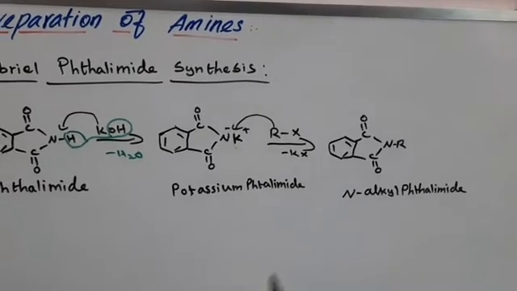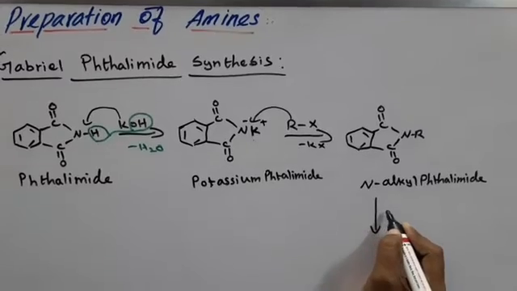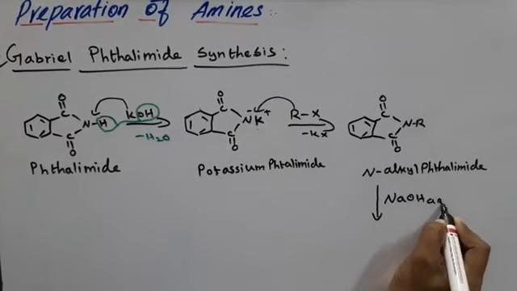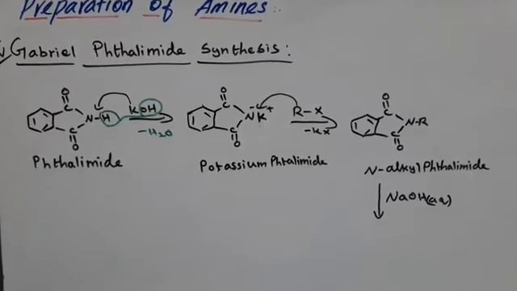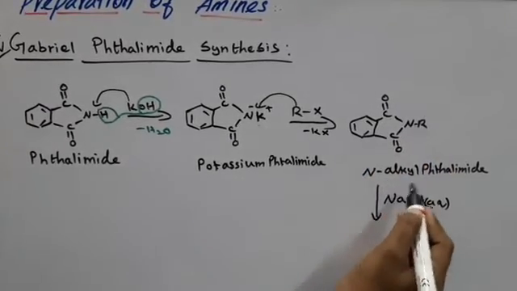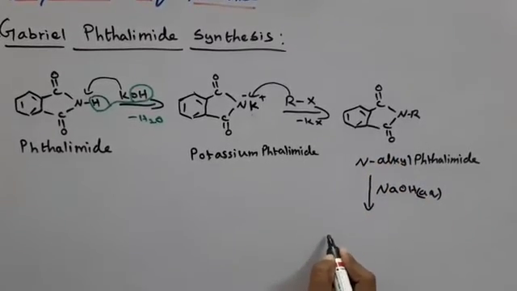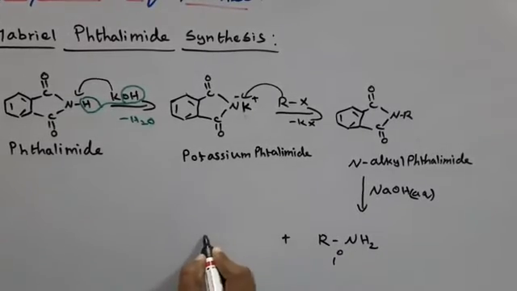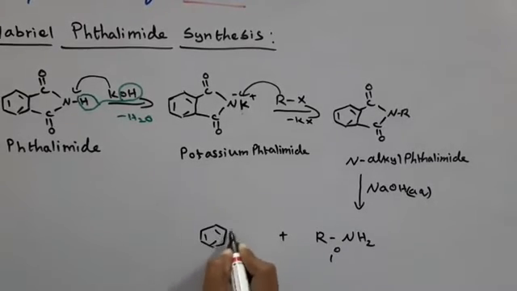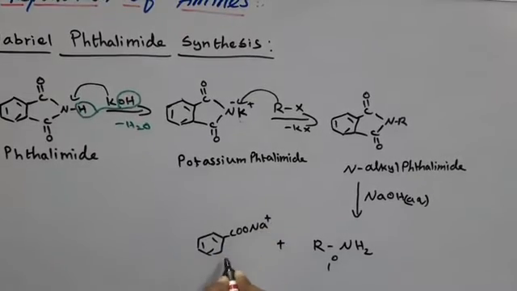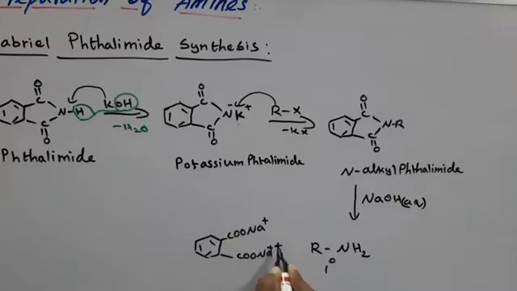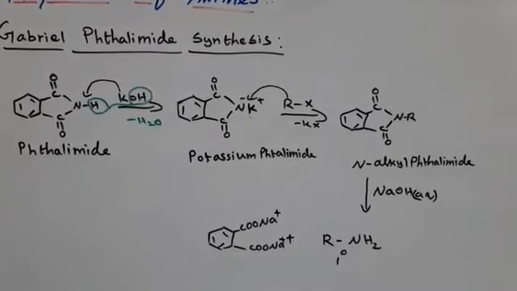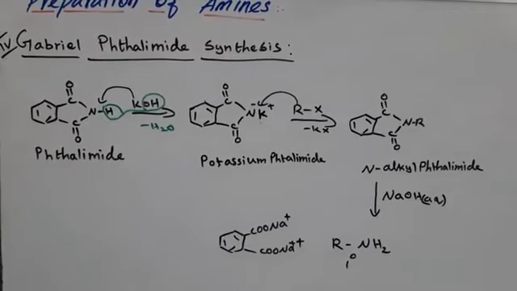Okay, so this N-alkyl phthalimide reacts with excess of sodium hydroxide, in the aqueous medium or ethanolic solution of sodium hydroxide. So the whole N-alkyl phthalimide is converted into alkyl amine, NH2 alkyl amine, plus an intermediate product like sodium phthalimide salt, COONa plus COONa. So this is primary amine from phthalimide. Gabriel phthalimide reaction is only suitable for preparation of alkyl amine, not for aryl amine.